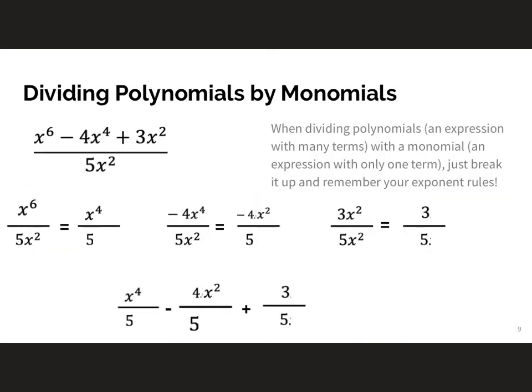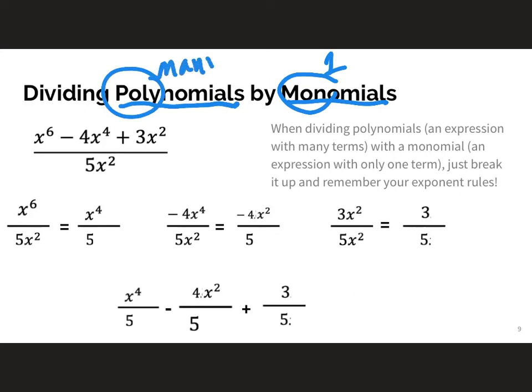All right, guys, we're getting close, right? So we haven't formally covered how to divide polynomials by monomials, meaning an expression with a lot of terms, right, versus an expression with just one term, right? Mono means one, poly means many, right? However, when we've been doing our factoring work, we've actually been using the skill of dividing polynomials by monomials pretty often, right? So when dividing polynomials, an expression with many terms, by a monomial, an expression with only one term, just break it up and remember your exponent rules, right?